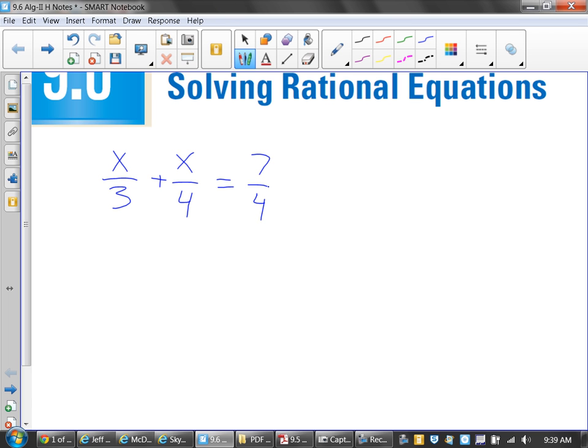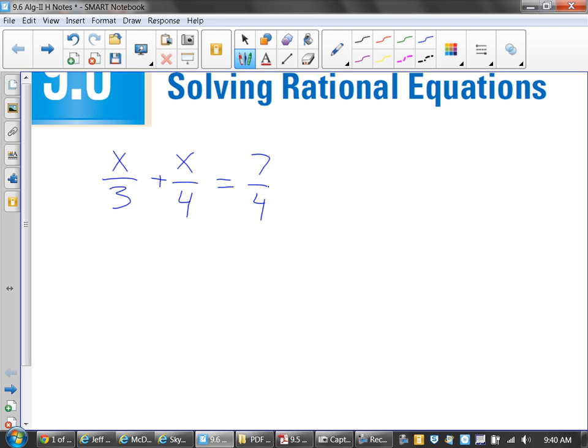7/4. And I'm going to solve that. Right off the bat, I'm thinking that doesn't look like a lot of fun. But what could I do to alleviate the fraction problem? Multiply by what? Multiply by their least common denominator, or multiply them by a common factor.